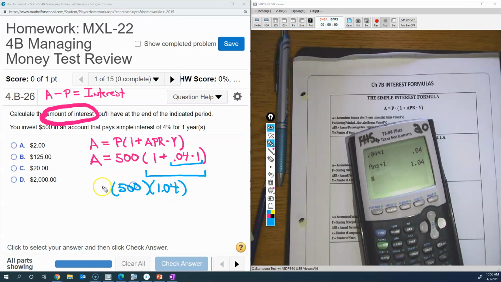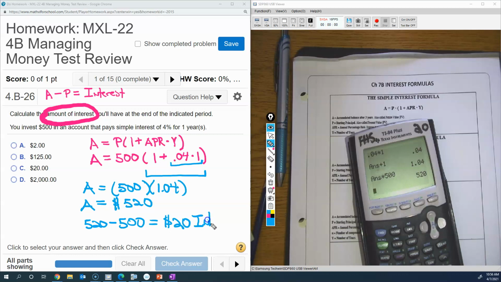Okay, now that's not the answer. That's how much money you've got. Okay, so times 500. I end up with $520. So the interest that I earned was, if I ended with 520 and I started with 500, that means I earned $20 in interest. Now, obviously, you use your values.